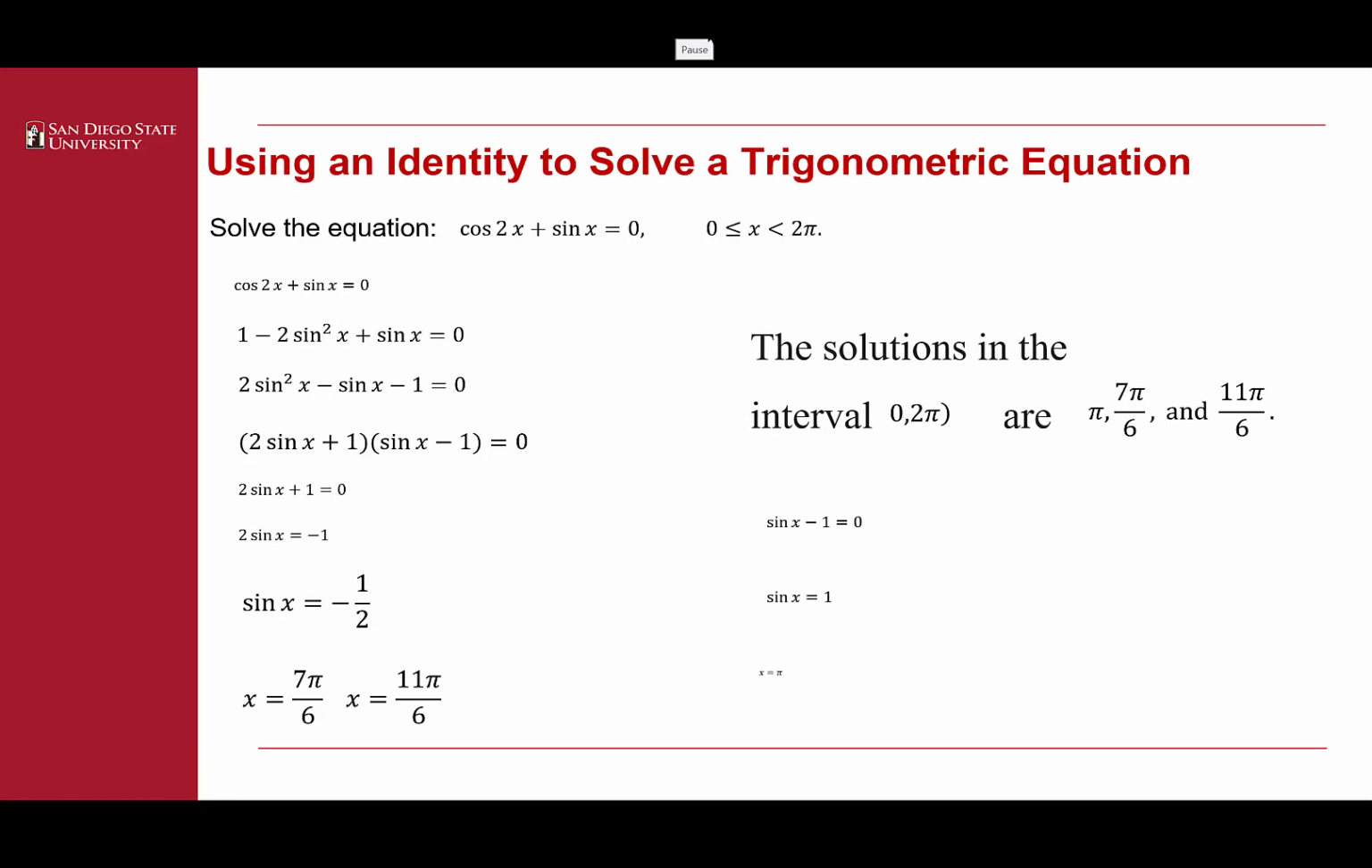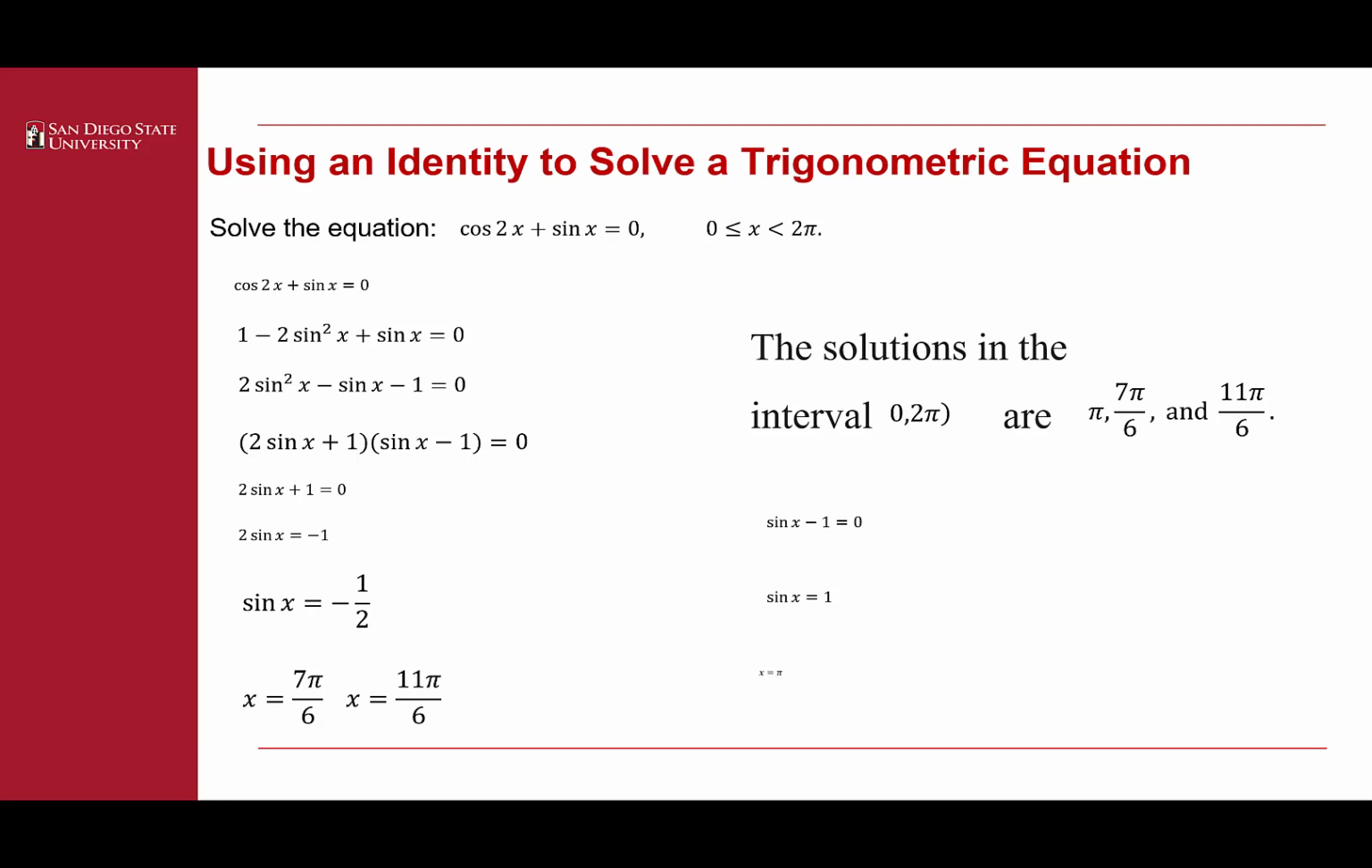In this problem, we have cosinus 2x plus sinus x equals to 0. So it's not cosinus x, but cosinus 2 times x in the given interval of 0 to 2 pi. Here we can again use an identity to solve the equation. Cosinus 2x, the double angle, equals to 1 minus 2 times sinus square x. So we can use this identity and add sinus x to find 0.